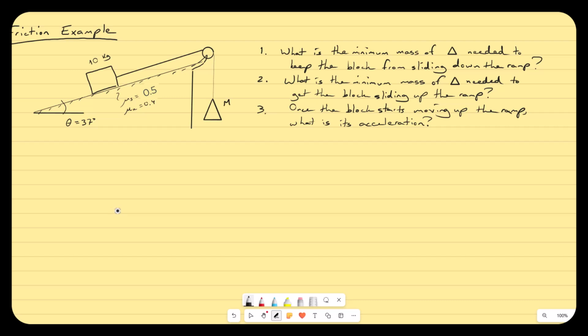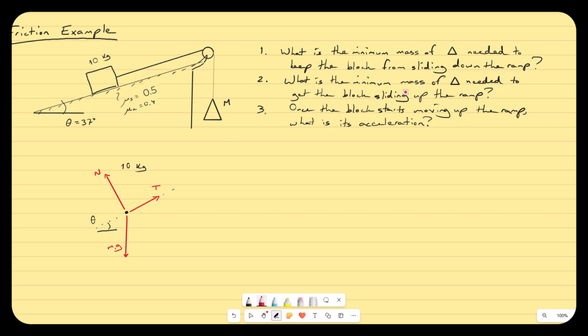So first things first, I'm going to free body diagram this thing for the block. I have a ramp that looks something like that. So the forces that I have on this block, I've got mg going down, I'm going to call that m1g. I've got a normal force going this way. I have a tension force going up the ramp.